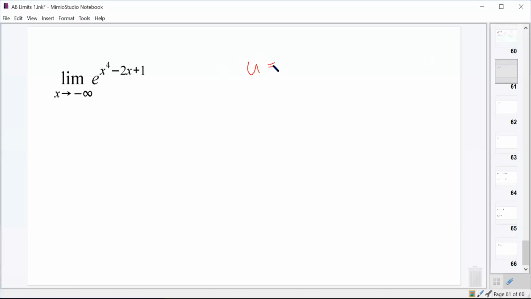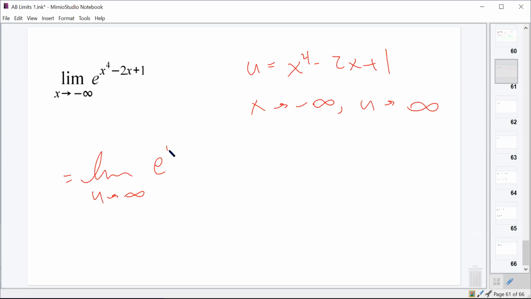Let U equal what? X to the fourth minus 2x plus 1. And as x approaches negative infinity, what does that tell you about U? U should be approaching positive infinity, right? That x to the fourth dominates, and negative to the fourth is always going to be a positive. So we just end up with the limit as U approaches infinity of e to the U, which is infinity. Or technically it doesn't exist.